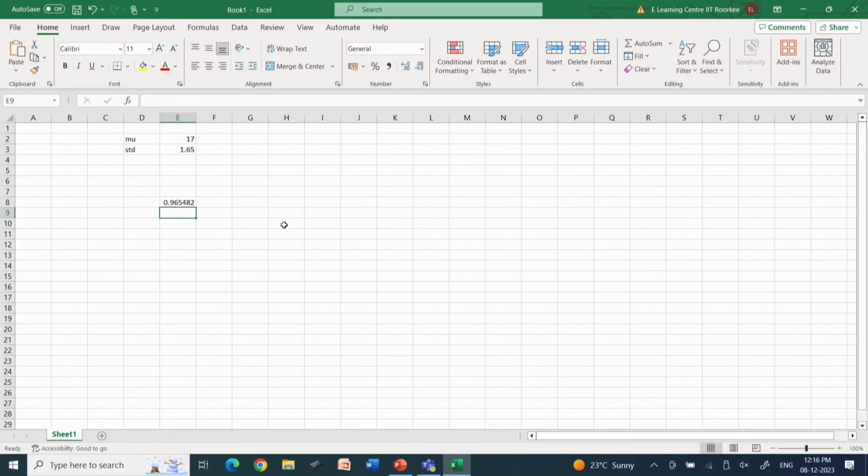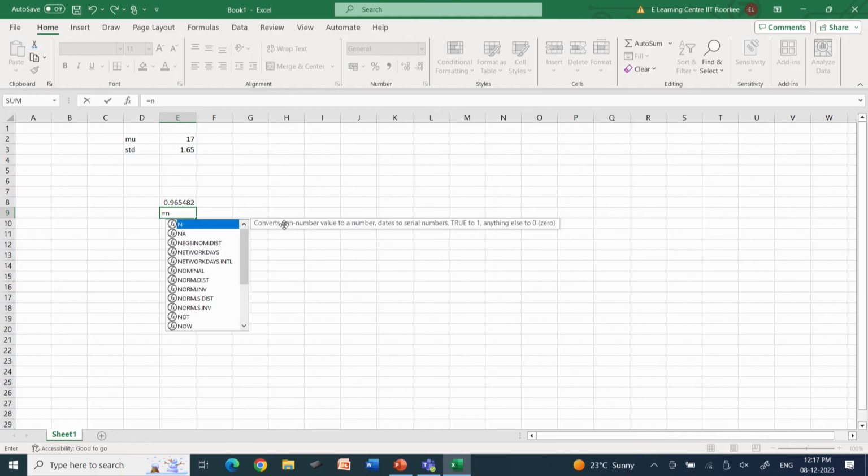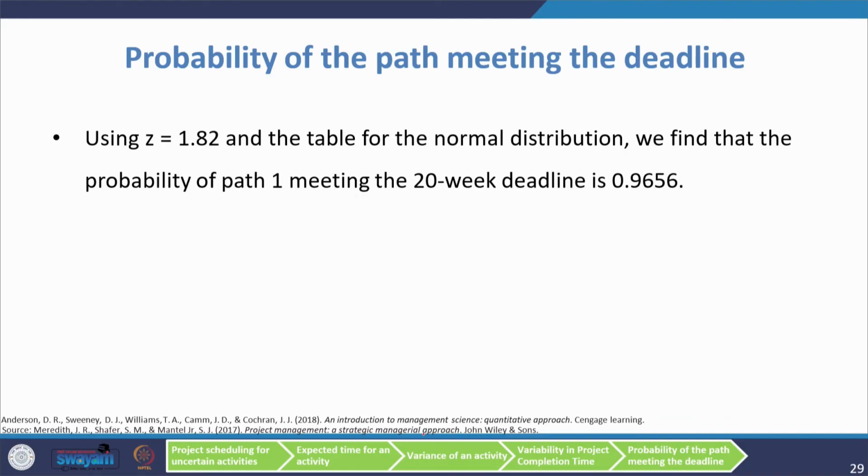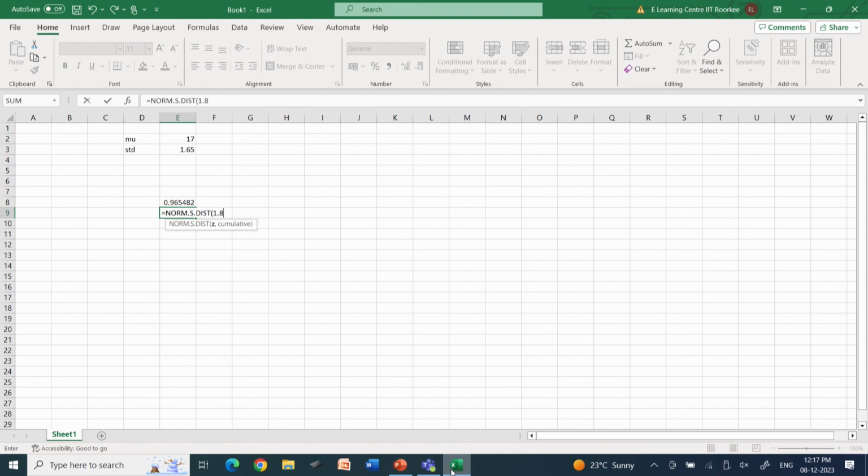In Excel there is another option. If you want to find out the area of a standardized normal distribution, what you have to do? There, NORM.S.DIST. So, here you have to type the z value. In our problem the z value is 1.82. So, 1.82, then you have to choose true. Again we are getting the same answer. So, this is the way to use Excel to find the value of normal distribution.